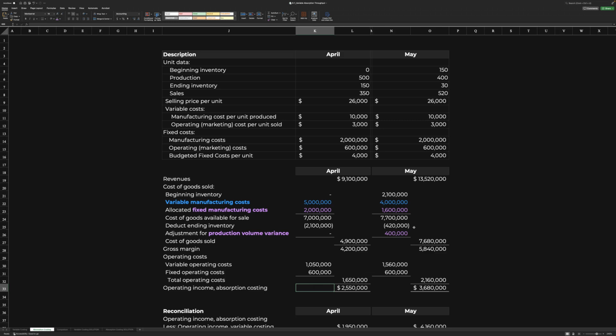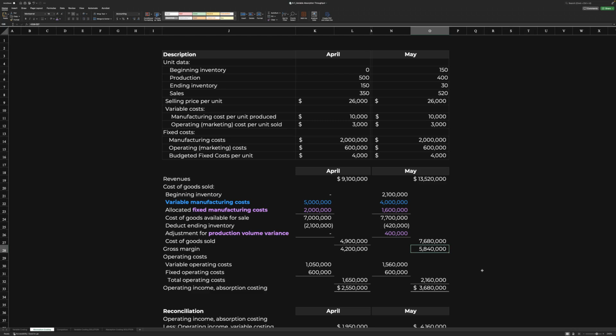If we look at another period, let's say the number of units produced are fewer, 400 units, compared to what was actually sold, 520 units, the operating income will be lower when compared to variable costing. This is because the cost per unit is higher, and so more of those units are sold, meaning the cost of goods sold will be higher.